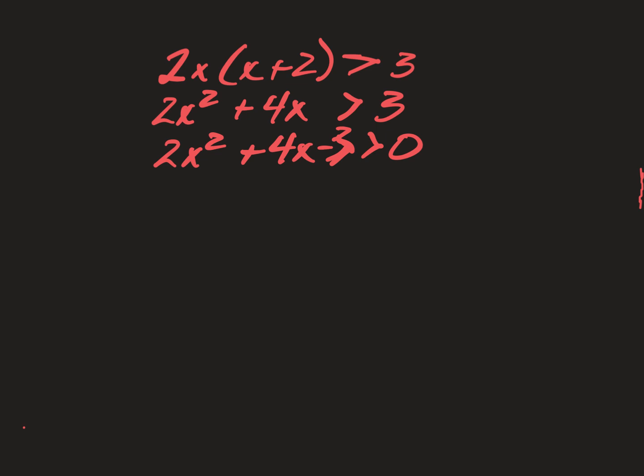So the first thing you can see is I have now set it to greater than 0. Now I'm going to proceed. I don't think this one factors, so in this case I have to use the quadratic formula. But again, since I'm checking for equal to 0, I'm really finding the x-intercepts where the graph crosses the x-axis right here.